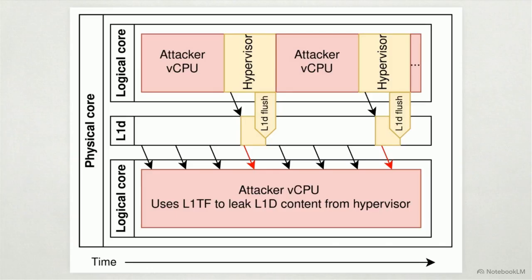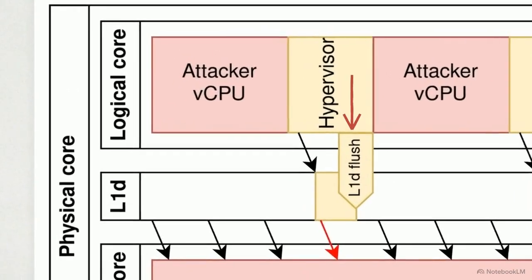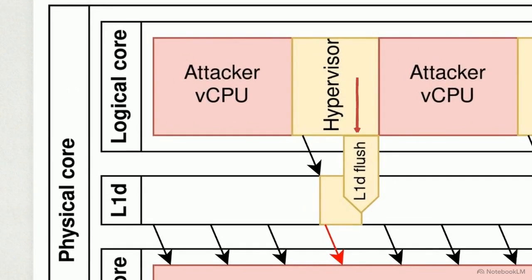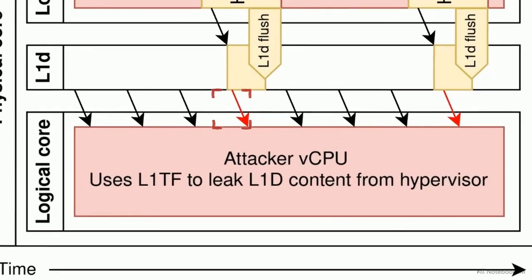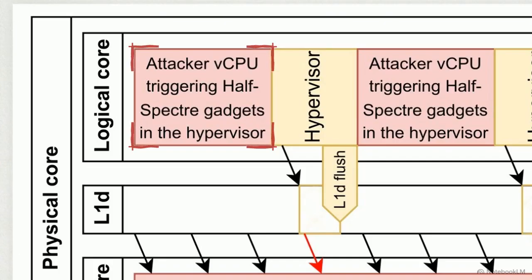Looking at the schematic of the L1 terminal fault, or L1TF, we see the mechanical reality of this attack. Even when the hypervisor performs a flush of the level 1 data cache, an attacker controlling a virtual CPU can manipulate the sequence to leave target data vulnerable right in that cache. This threat expands significantly with half-Spectre gadgets.